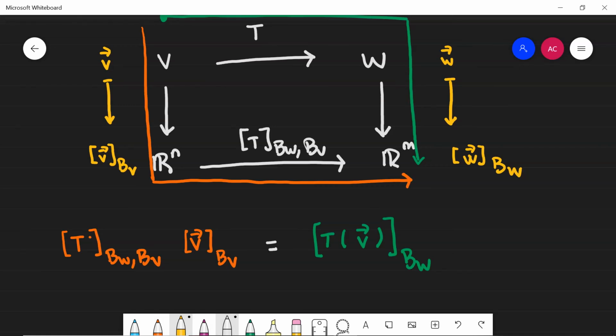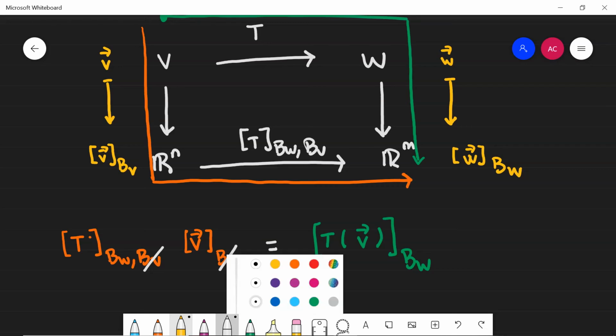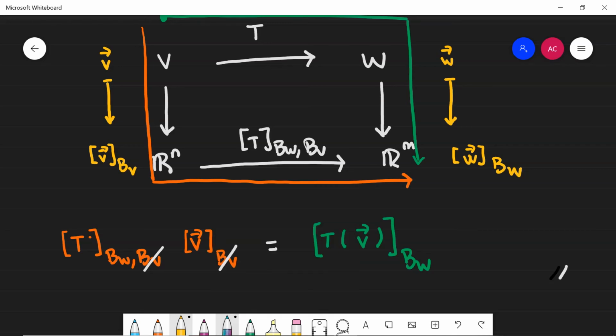And this is nice notationally because you see these inside bases cancel, and I'm left with the basis with respect to W and T applied to V, and then I'm getting a T applied to V over here, but in a slightly different sense. So this is the whole idea behind a matrix representation. All right, so that finishes the definition here. That's the end of the definition.